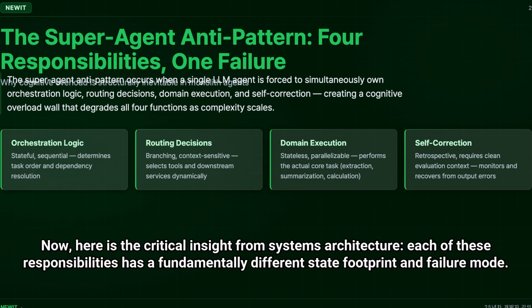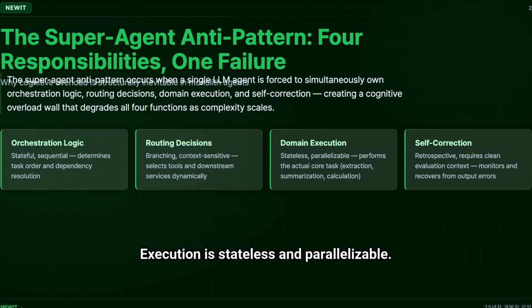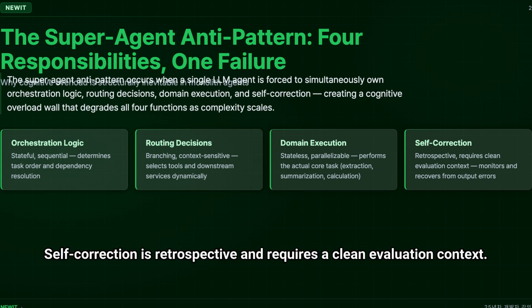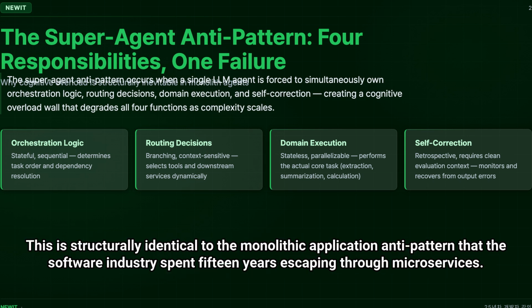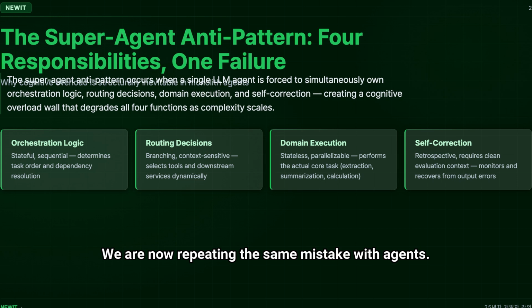Now, here is the critical insight from systems architecture. Each of these responsibilities has a fundamentally different state footprint and failure mode. Orchestration is stateful and sequential. Execution is stateless and parallelizable. Self-correction is retrospective and requires a clean evaluation context. When you merge them, you create what I call the cognitive overload wall, the point at which the agent's attention is so fragmented across competing responsibilities that it cannot reliably execute any single one. This is structurally identical to the monolithic application anti-pattern that the software industry spent 15 years escaping through microservices. We are now repeating the same mistake with agents. The question is, what does the escape path look like?